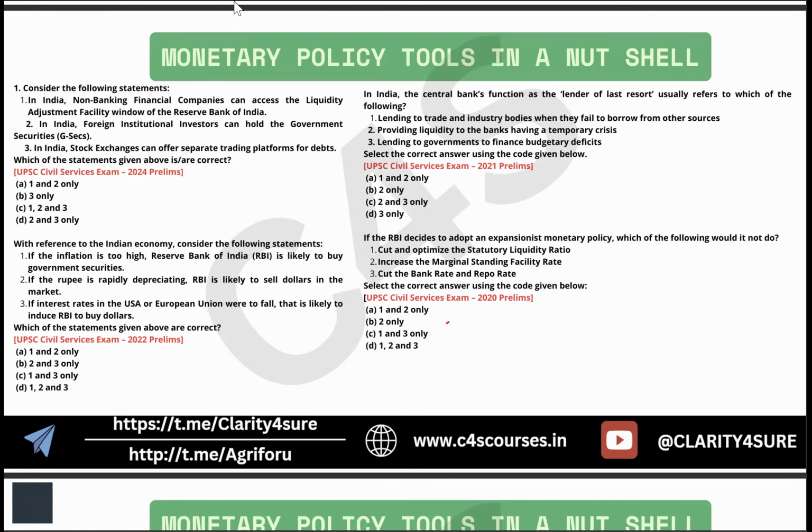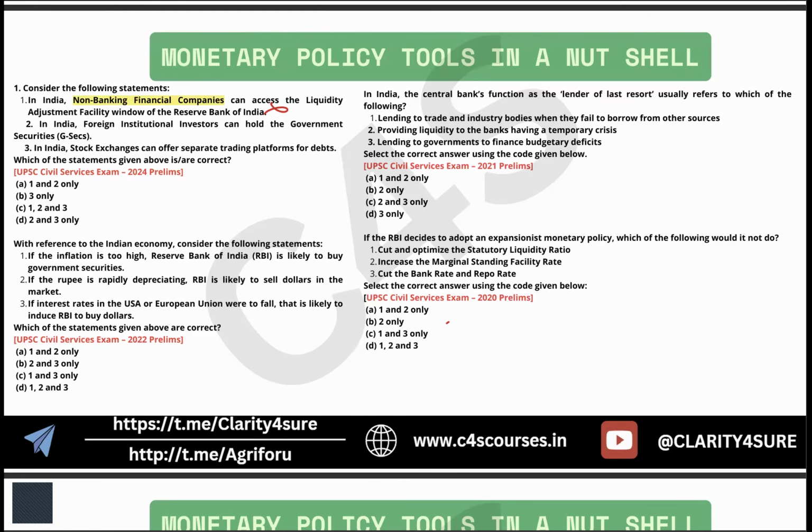So the question number one in front of you is: consider the following statement. In India, non-banking financial companies can access the liquidity adjustment facility window of the Reserve Bank. See, the liquidity adjustment facility is available for the commercial and scheduled banks, right? It is not available for non-banking financial companies. It is also not available for the RRBs. That should also be kept in mind. So this statement is wrong.